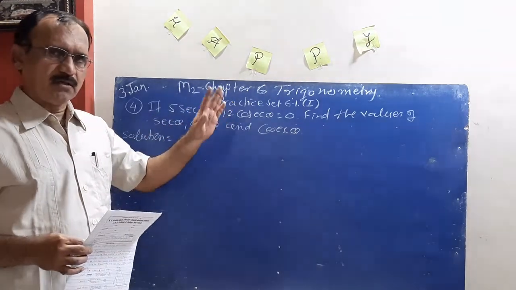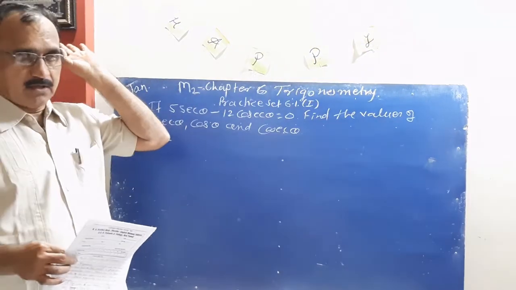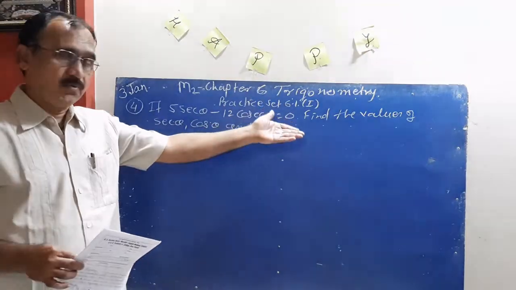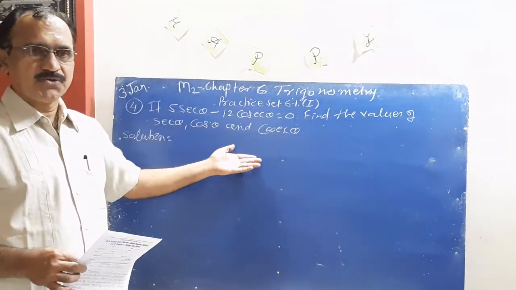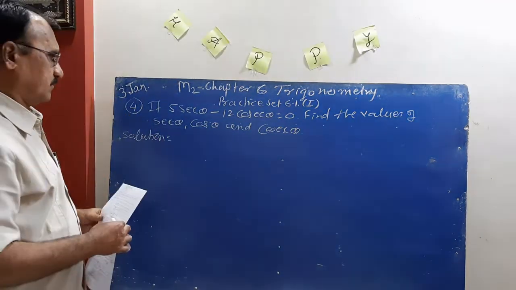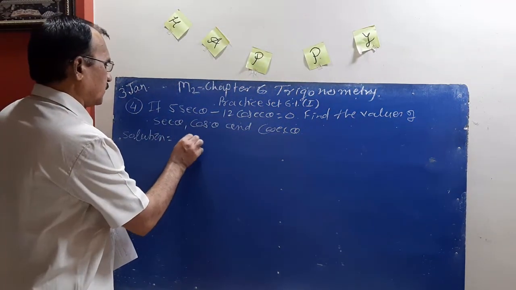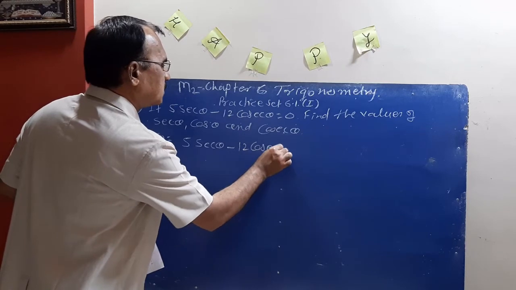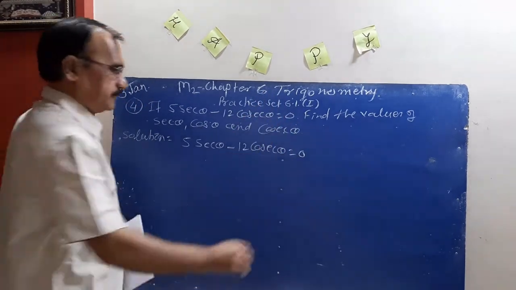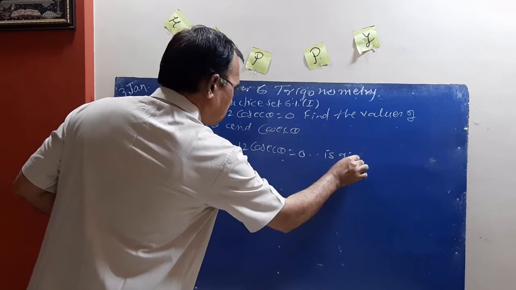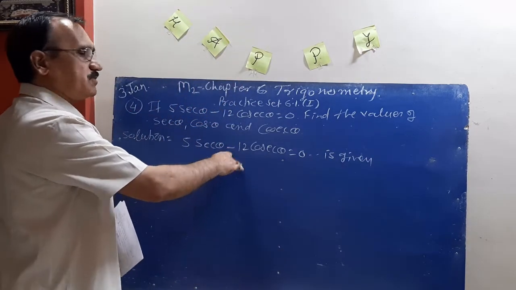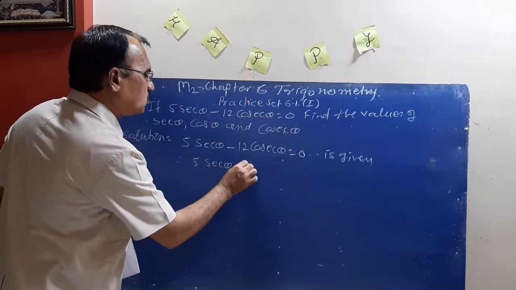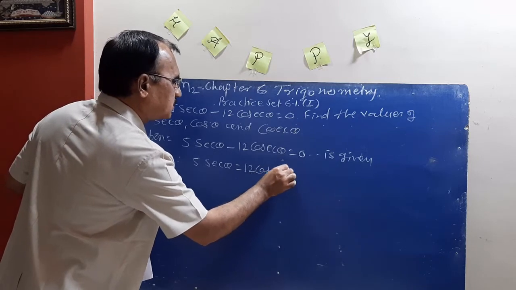Example number 1 and 3, the ratio is already given, sin, cos, tan, whatever may be. But here 5 sec theta minus 12 cosec theta is equal to 0. How can we find the remaining or required ratios? Very simple. What is given? 5 sec theta minus 12 cosec theta is equal to 0. Now take minus 12 cosec theta to that side. That means 5 sec theta is equal to 12 cosec theta.